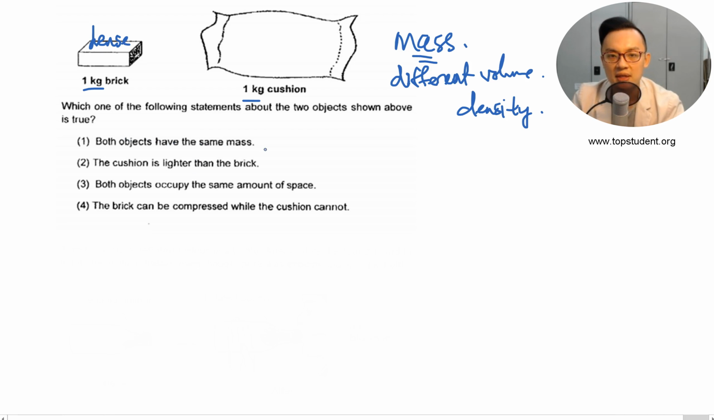Let's look at the options. Both objects have the same mass. This is correct. They have the same mass because both are 1 kg. The cushion is lighter than a brick. That's not true because both are 1 kg. Both objects occupy the same amount of space. That's not true. This occupies a bigger volume than this. The brick has a smaller volume than this. So the correct statement should be the cushion occupies a larger volume, or a larger amount of space, than the brick. The brick can be compressed while the cushion cannot. Actually, wrong. It's the other way around. The cushion can be compressed, but the brick cannot. So the answer is number 1.